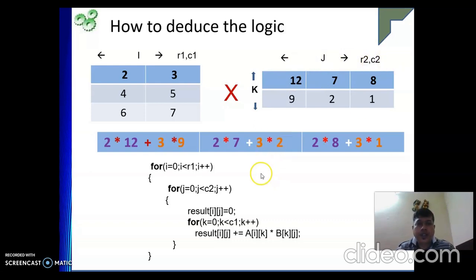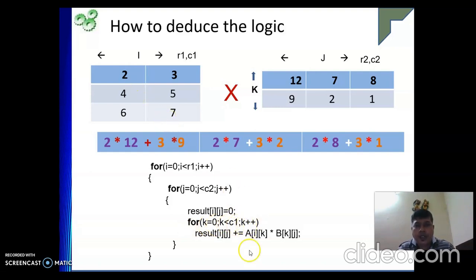Let me tell you once again. Because we have the resultant matrix as R1 into C2, the first loop will consider the row of the resultant matrix, and the next loop will be the column of the resultant matrix. That is why I will go till R1 and J will go till C2. That's how you have to remember. Then the corresponding inner loop will be either C1 or R2, because that is what we are doing the multiplication on. So K, that's what we have said, K equal to 0, K less than C1 and K plus plus.